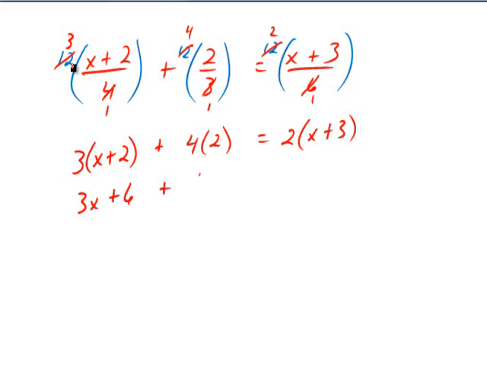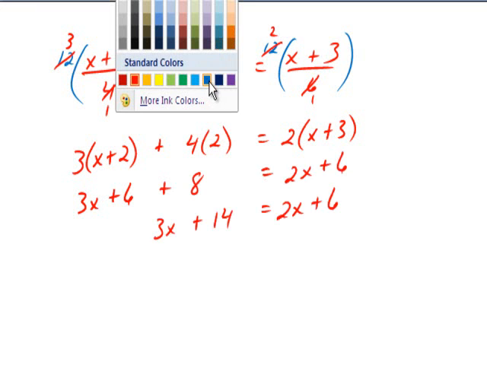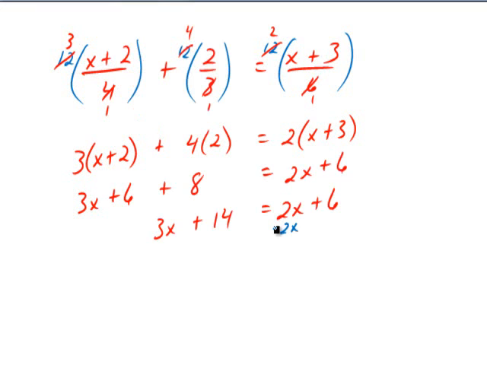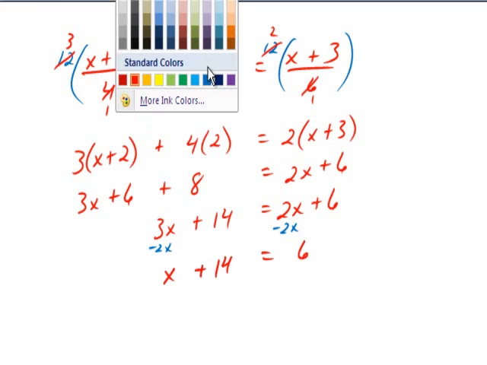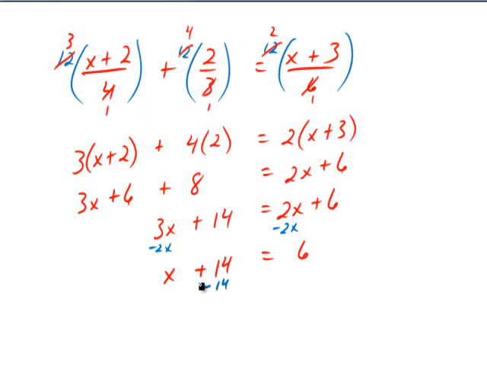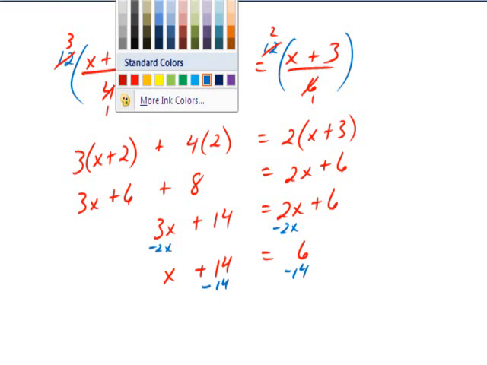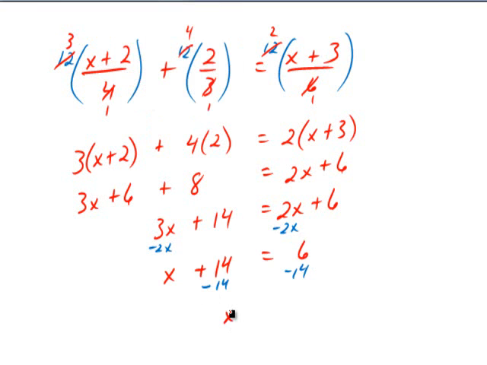Distribute the 3. Distribute the 2. I can combine like terms on the left-hand side. I can subtract 2x from both sides. x plus 14 equals 6. I can subtract 14 from both sides. x equals negative 8.